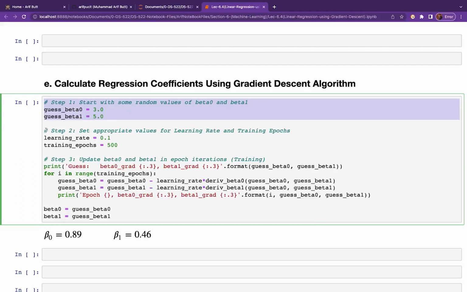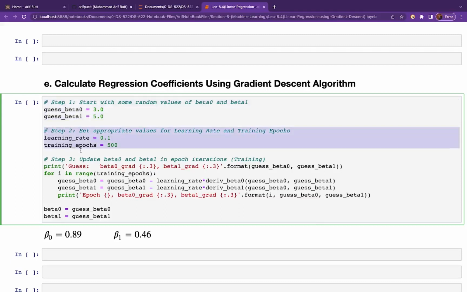Well, in step 2 over here, we are setting appropriate values for the learning rate and training epochs. I have chosen a learning rate of 0.1 and have decided to run it in 500 iterations. And I think I have discussed in detail the impact of these hyperparameters on the gradient descent algorithm. Do make changes and run this code.